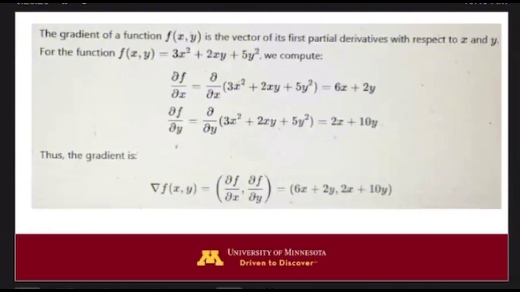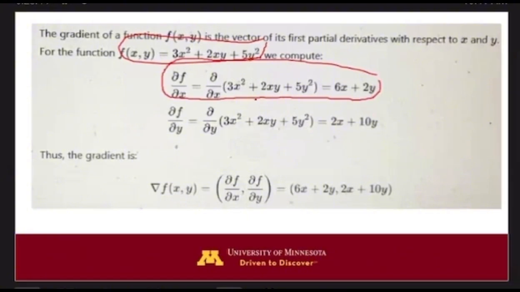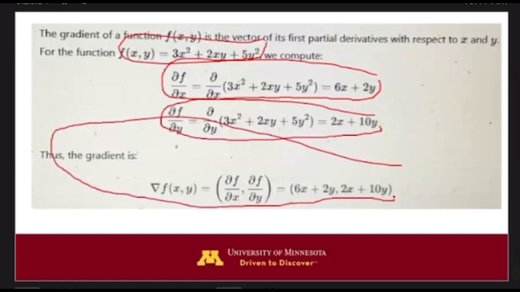Now, how do I compute the gradient of the function? This is how I expect the gradient to be done. If this is the function, we first differentiate with respect to x, and then differentiate with respect to y. And finally, you see my gradient right now? That is my gradient. You have to know how to differentiate correctly.